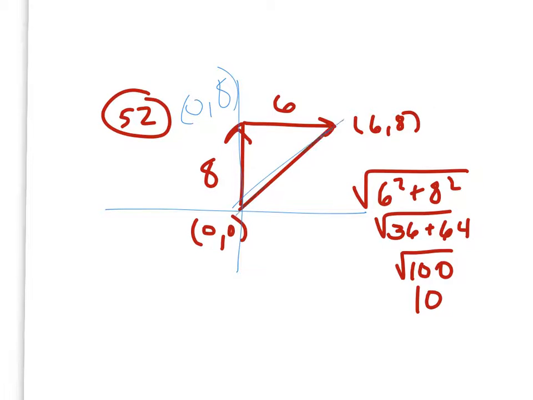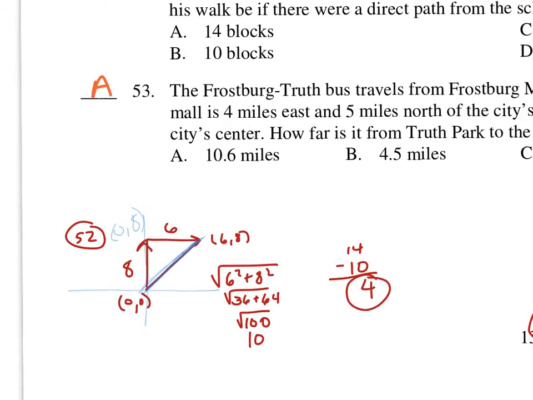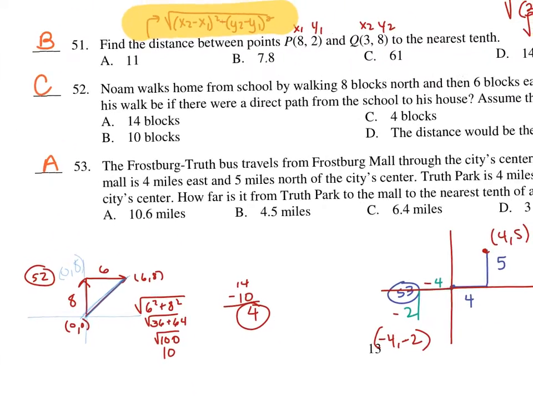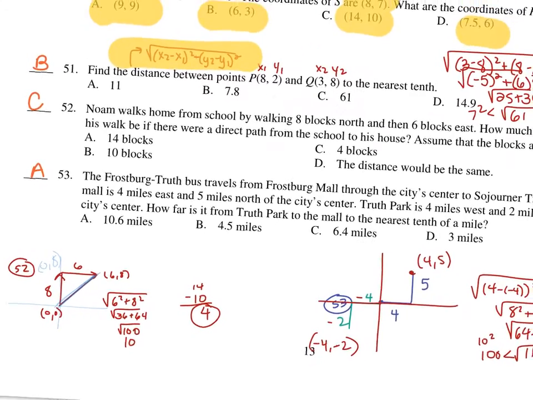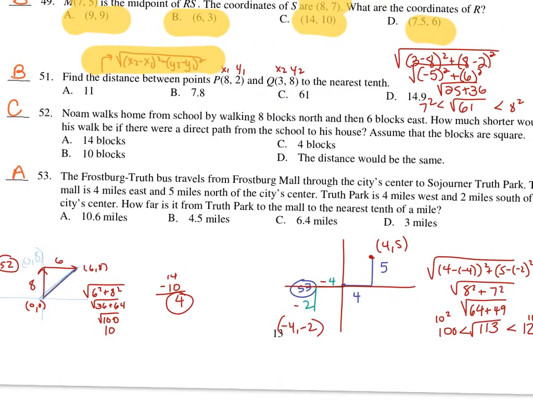And if I wanted to figure out if there was a direct path, I would use the distance formula on the bottom, and it would have been 10. So it didn't ask for how far, which is obviously tricky. This is when you've got to be really careful with multiple choice. It said how much shorter would it have been. So I had to take the 14 minus the 10 to get the 4.